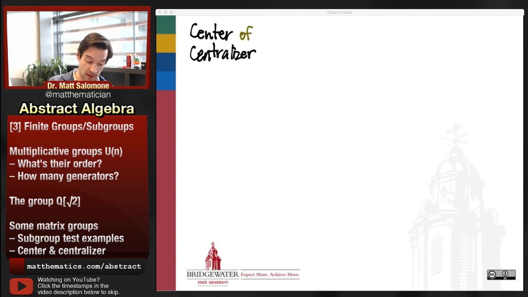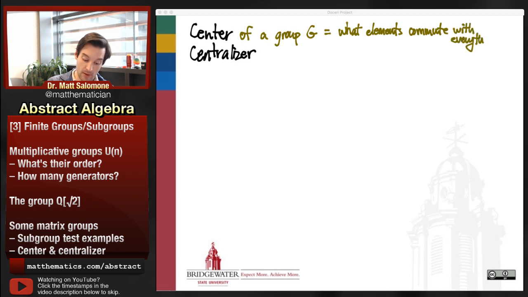The center of a group G is an answer to the question, what elements commute with everything? So the center of my group is going to be the elements that I can put anywhere I want in the line of multiplication, and the answer will always be the same. These are the elements that we can slide into any place in the product and not affect the value of that product. Meanwhile, the centralizer is a more restricted concept.